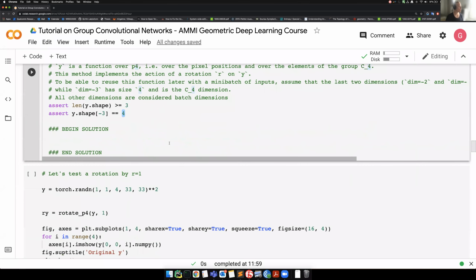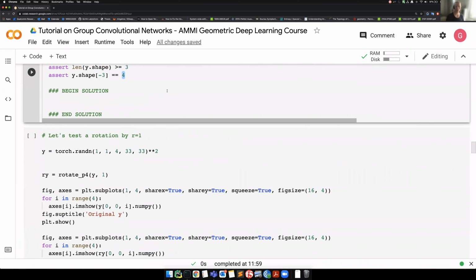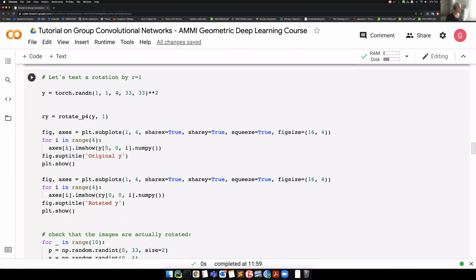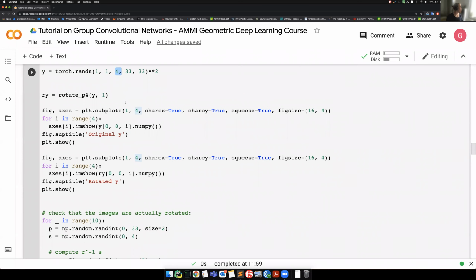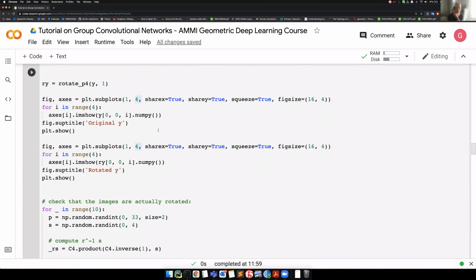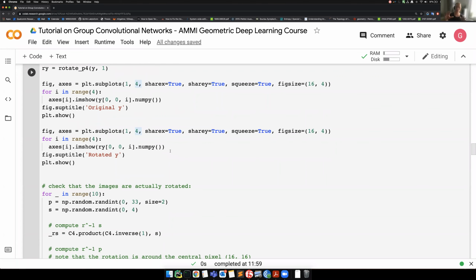I cannot show you the visual result because this function is something you need to implement. But then what we are going to do now is take a random image, also with 4 channels, and we're going to just rotate it using your function. This code already plots the 2 images, so you can compare and visually see if what you built is right.